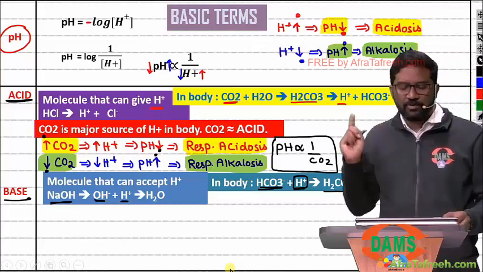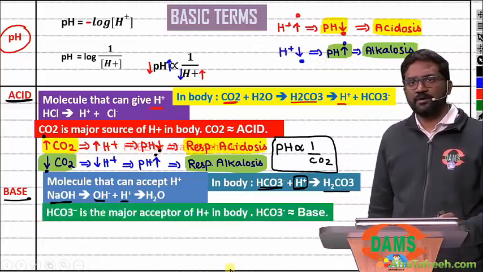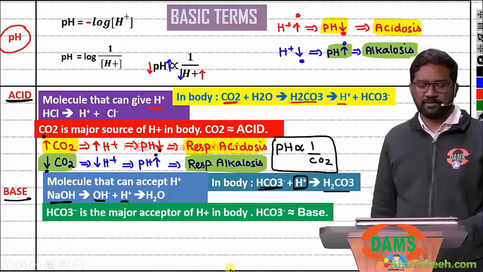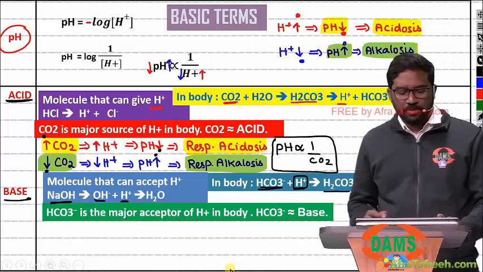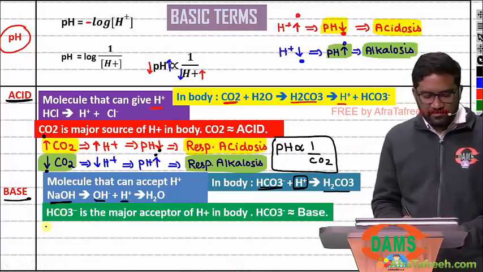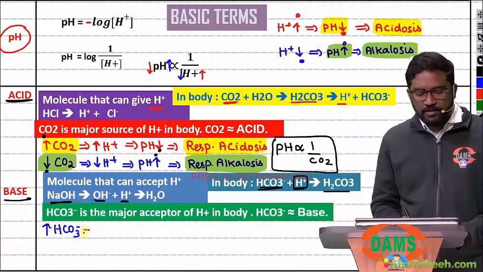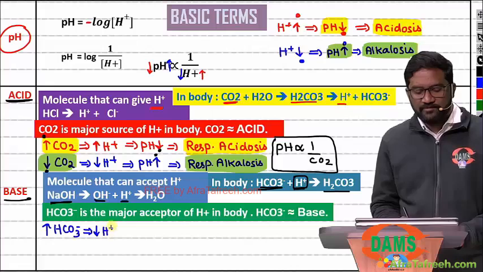So in your body, something which eats H plus is bicarbonate. So bicarbonate is the major acceptor of H plus in the body. So automatically it will become the base. Now because of some disease, if bicarbonate increases in your body, what will happen? It will eat away all the free H plus. Whenever H plus is reduced, automatically pH will increase.